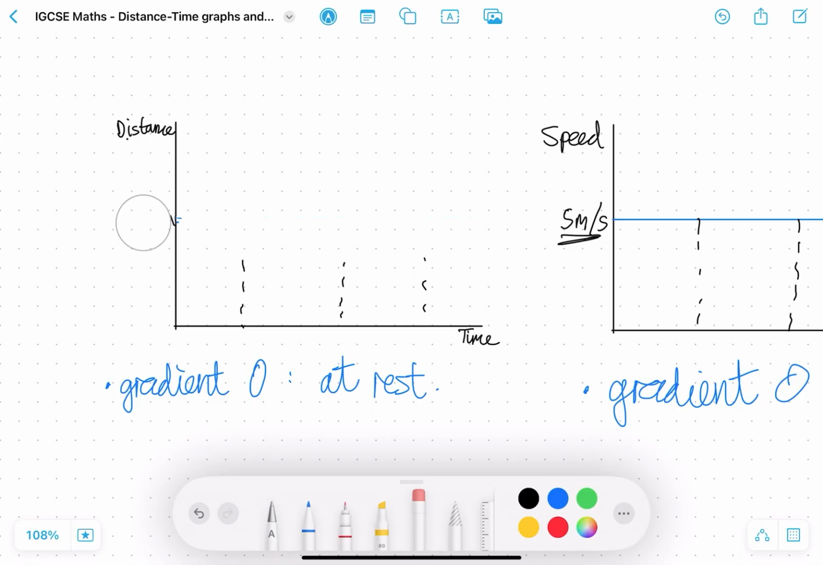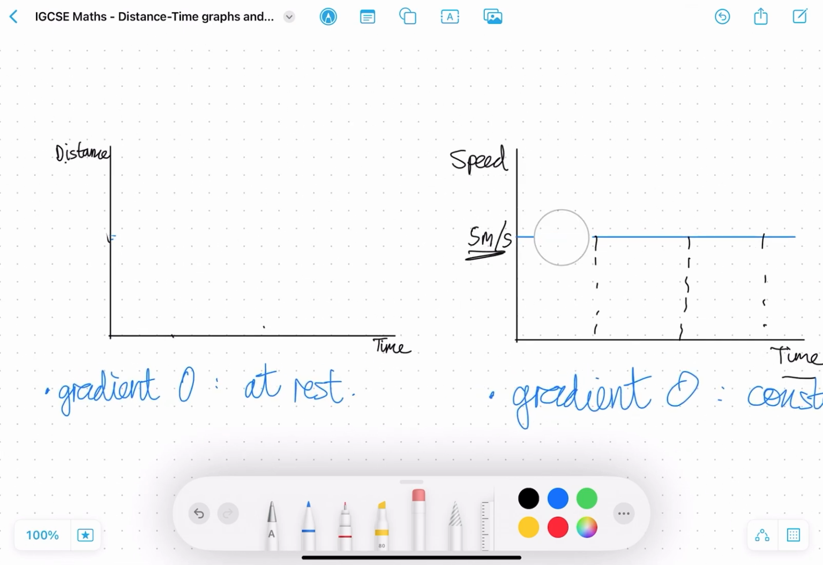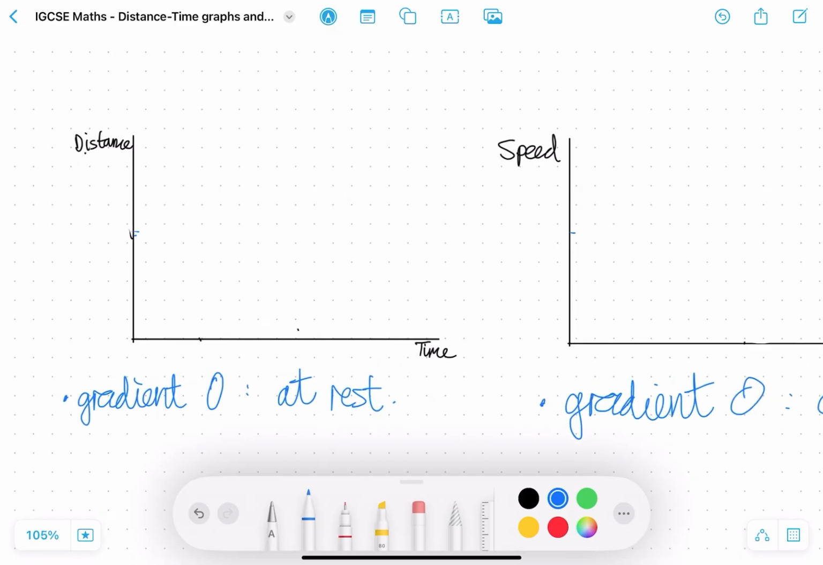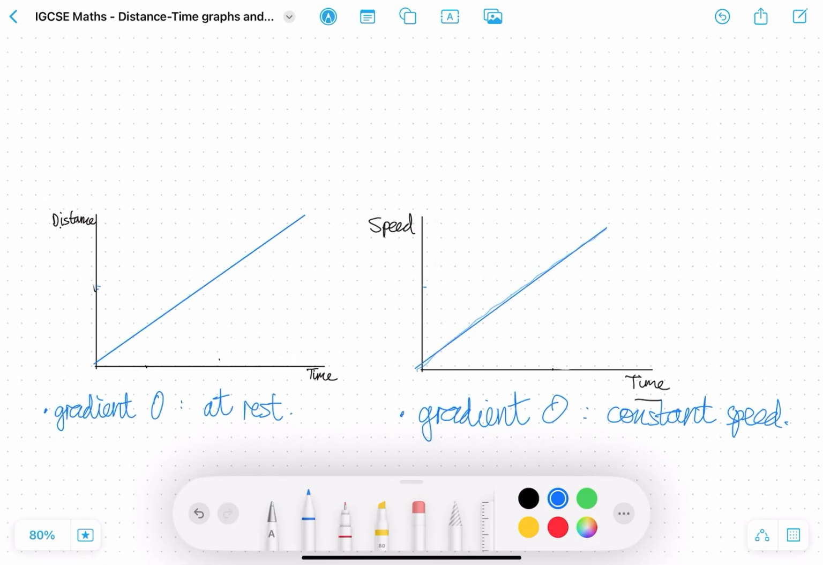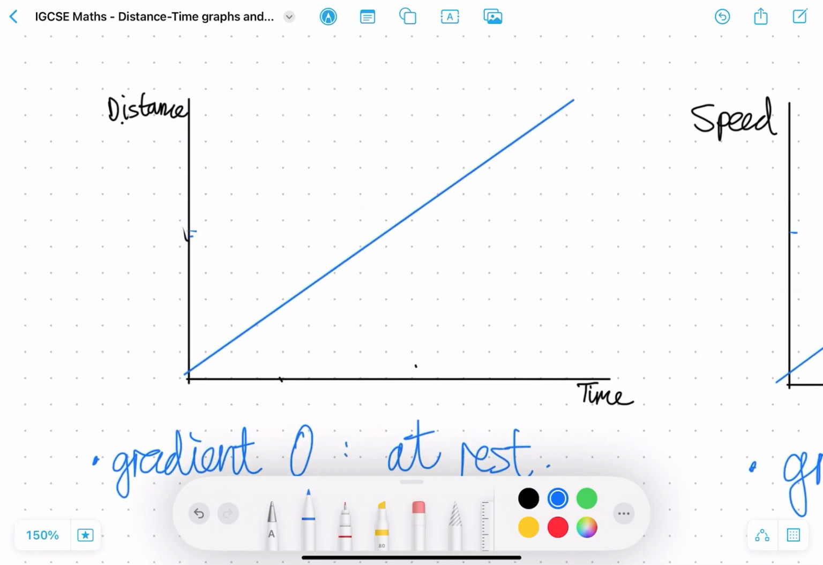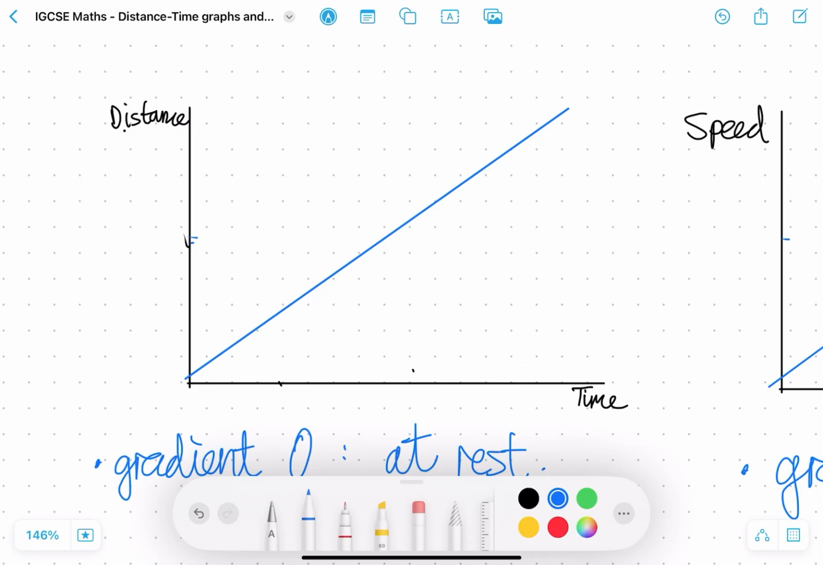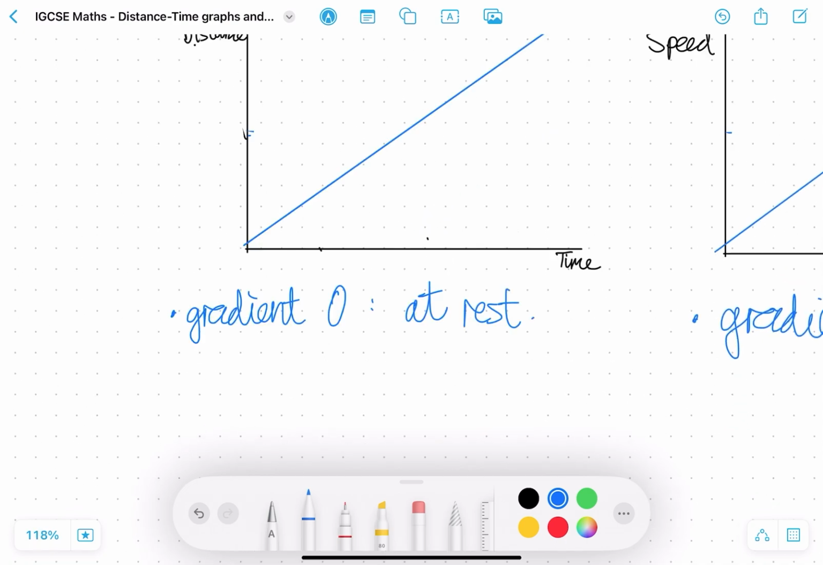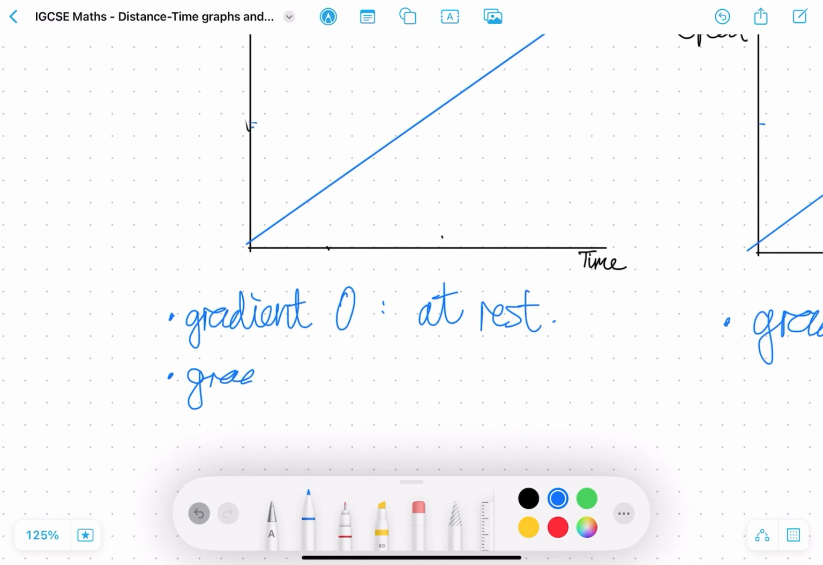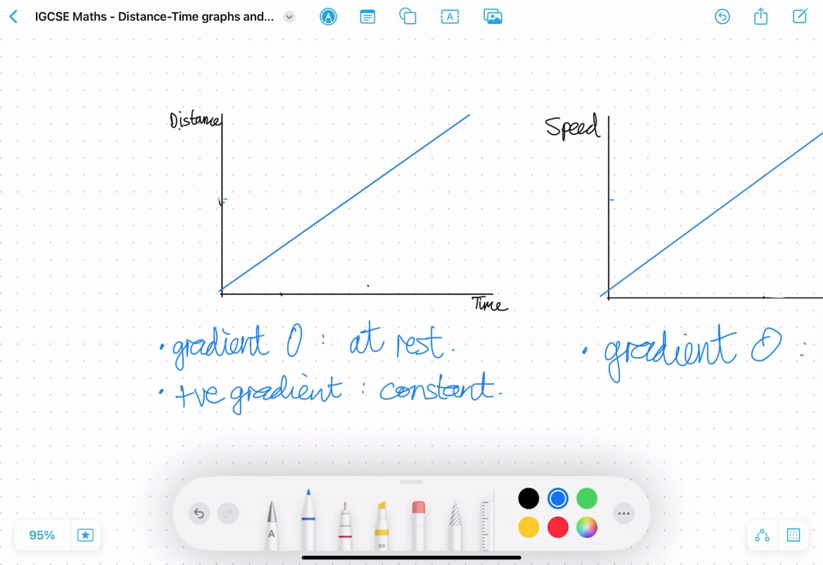Now let's take a look at what happens if we have a positive gradient on these graphs. So let's say we have this line right here on the distance time graph, and we have this right here on a speed time graph. On a distance time graph, a positive gradient like this indicates that the object is traveling at constant speed. So if we have a regular gradient here, it indicates that it's traveling at a constant speed. In fact, the speed of the object can be determined by the gradient of this graph.